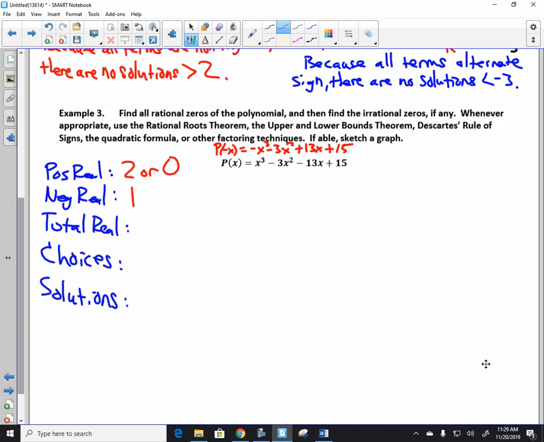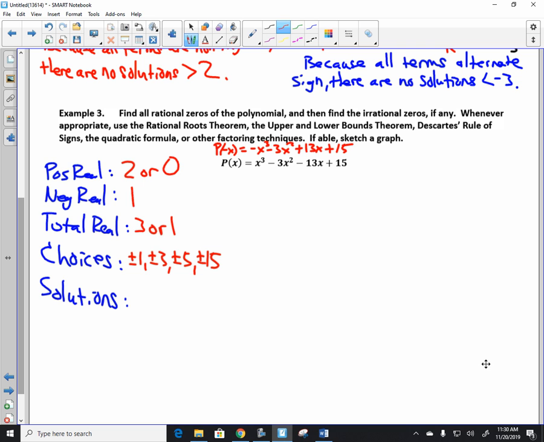So if I have 2 positives, how many total would I have? 3. Suppose I had no positives, how many would I have? 1. Well, let's find them. Anybody know how to factor that? Didn't think so. What are my choices? Sweet. What do you want to try?